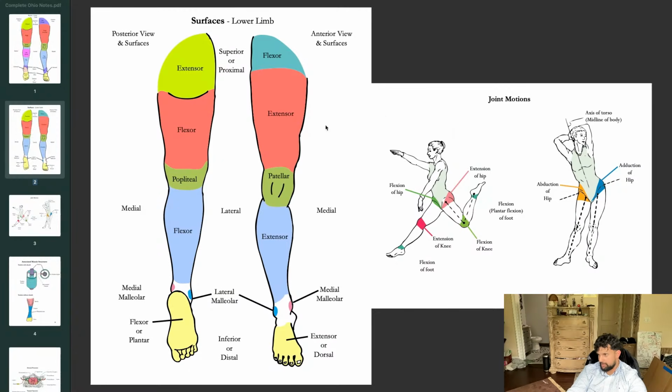The extensor compartment of the lower extremity is anteriorly displaced, whereas the flexor muscles are anteriorly displaced on the upper limb. So flexors are anterior in the upper limb, extensors are anterior in the lower limb. Know these. Why don't you know that? This isn't hard stuff, people.